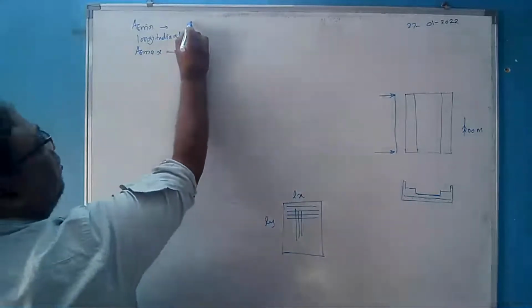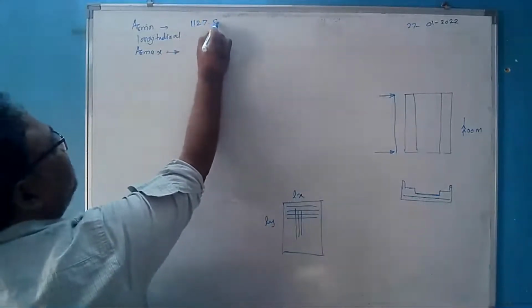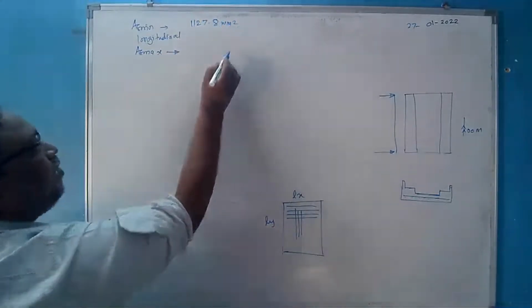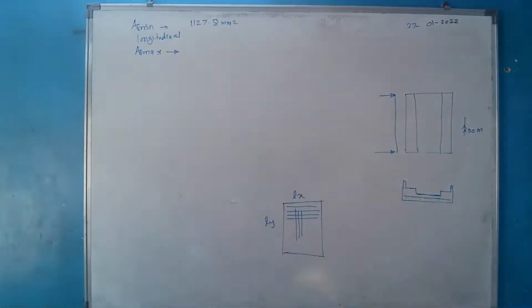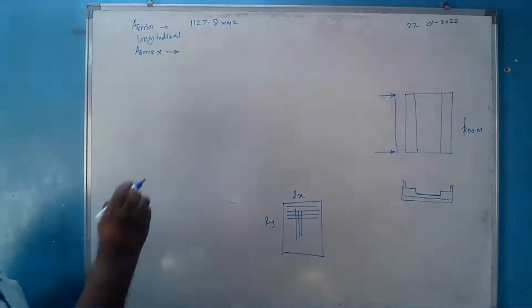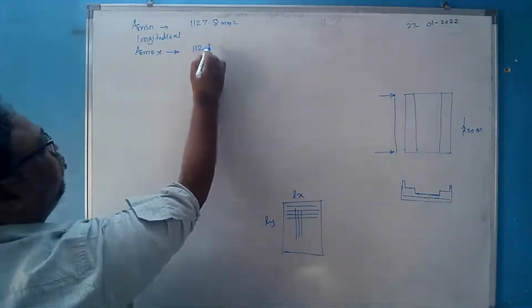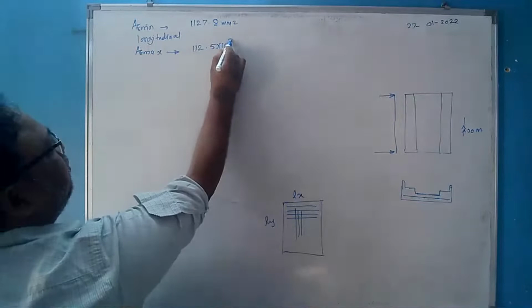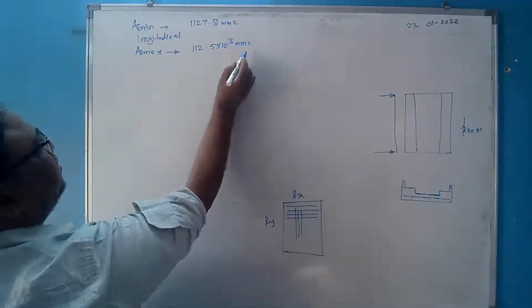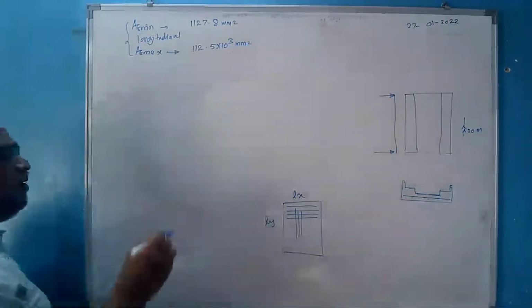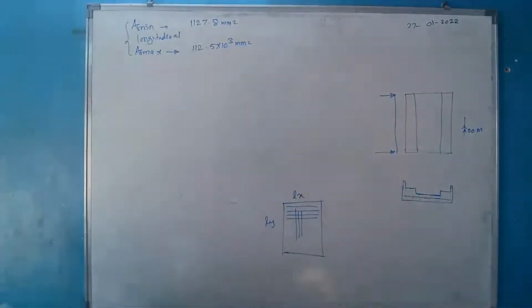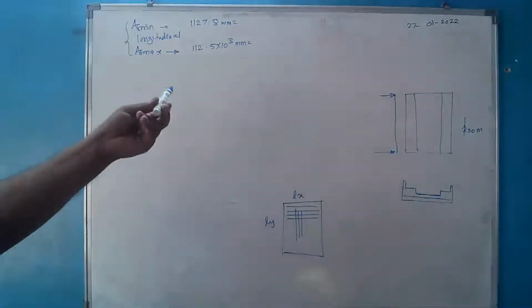So it was 1127.8 mm². And what about the maximum? 112.5 into 10 raised to power 3 mm². This is the limit for the minimum and maximum. हमने discuss भी किया था, minimum से कम रखेंगे तो क्या होगा, maximum से ज्यादा रखेंगे तो क्या होगा.